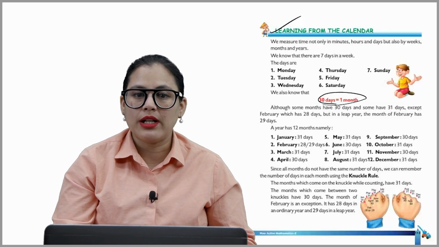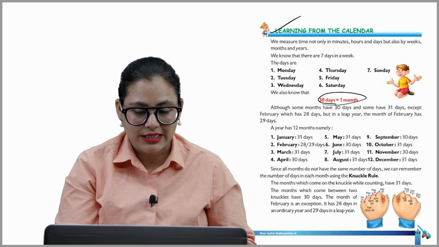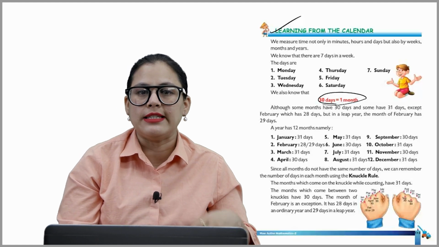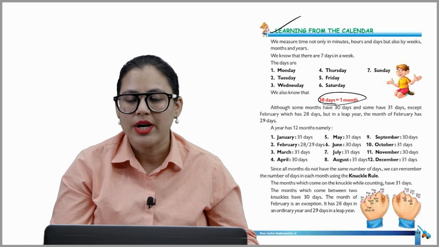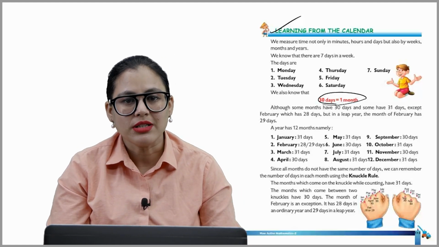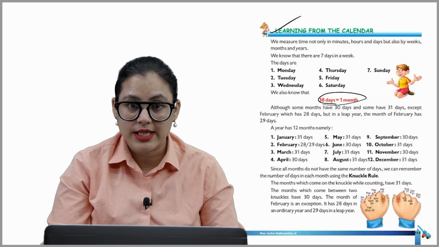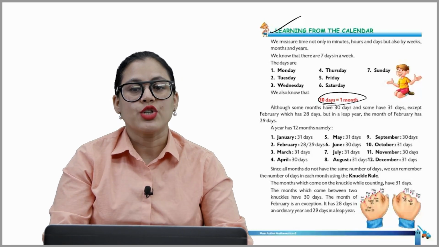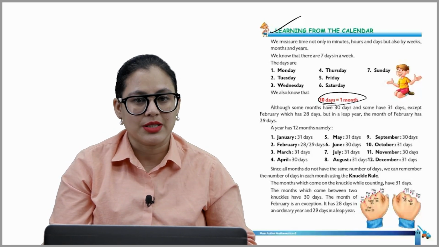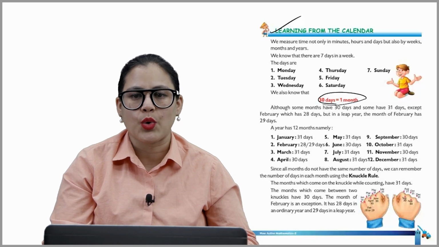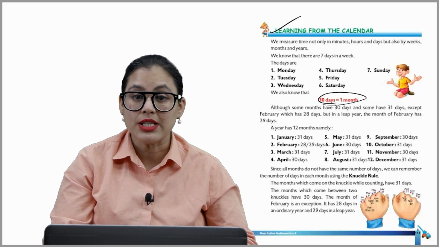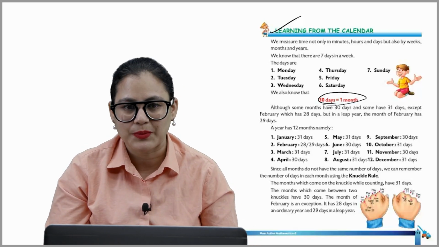A year has 12 months, namely January, it has 31 days, February, it has either 28 or 29 days, then March, 31 days, April, 30 days, May, 31 days, June, 30 days, July, 31 days, August, 31 days, September, 30 days, October, 31 days, November, 30 days, and December, 31 days.